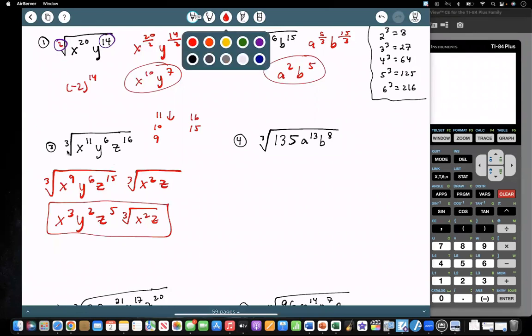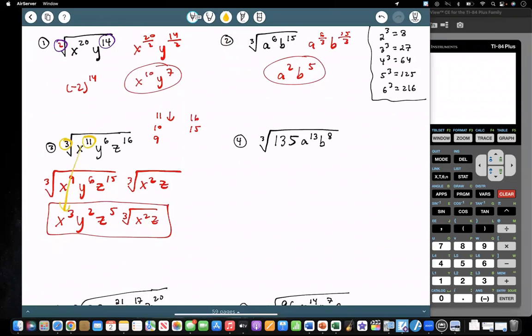Alternatively, we said you could do it with how many times it goes into the remainder. So for example, 3 goes into 11 3 times with the remainder of 2, right? Because 3 times 3 is 9, so the remainder is 2, so the 2 is stuck inside.